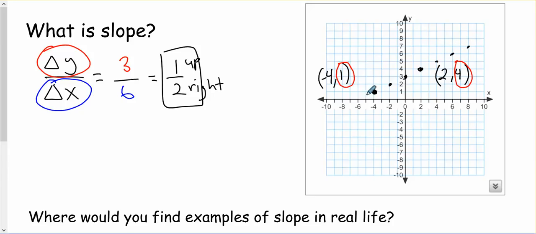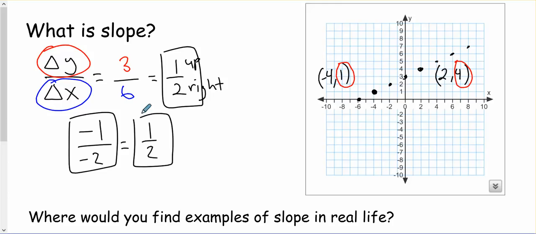We can move the other direction, down 1 and left 2. Now let's talk about moving down 1 and left 2. If I moved down 1, that would be negative 1, and left 2, that would be negative 2. Well, what do two negatives make? A negative divided by a negative makes a positive, so we go right back to where we were. So moving down 1 and left 2 is really the same as moving up 1 and right 2. So down 1 and left 2, and we're staying on that line. We make a straight line when we do that.